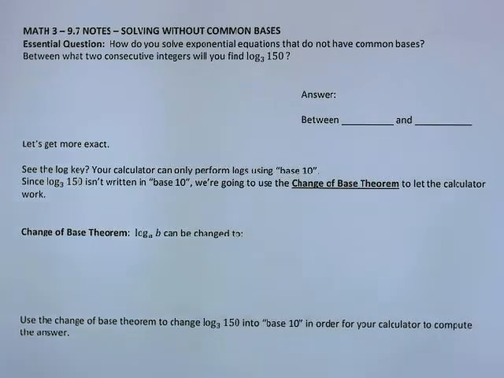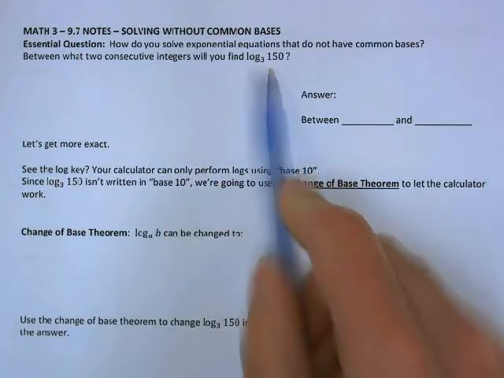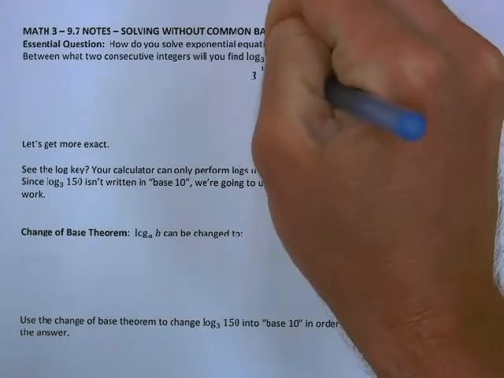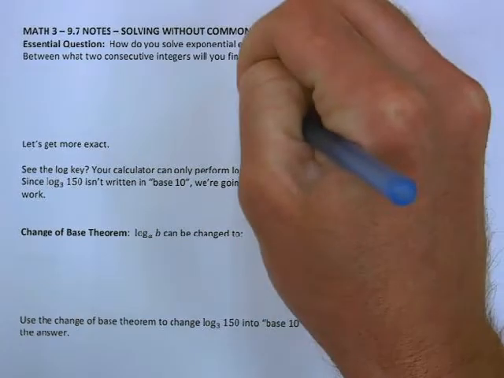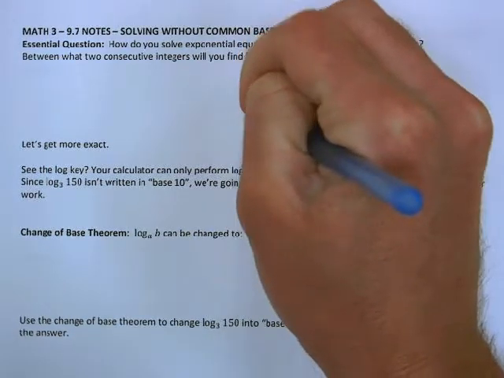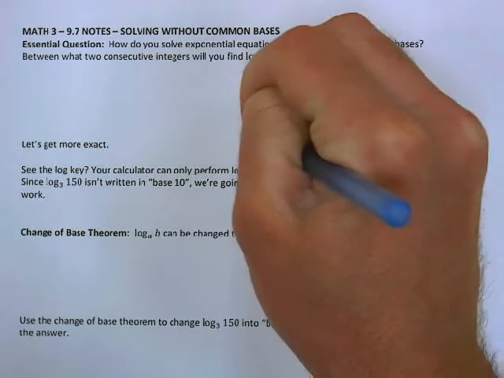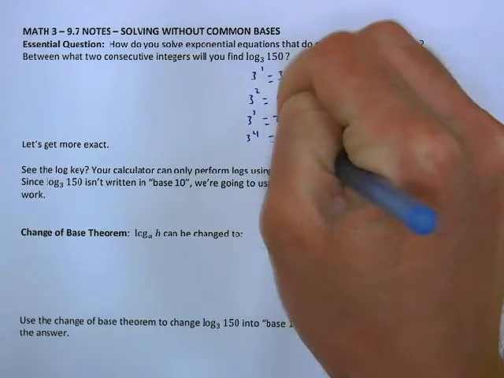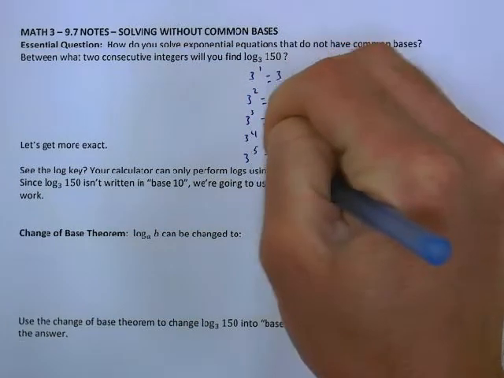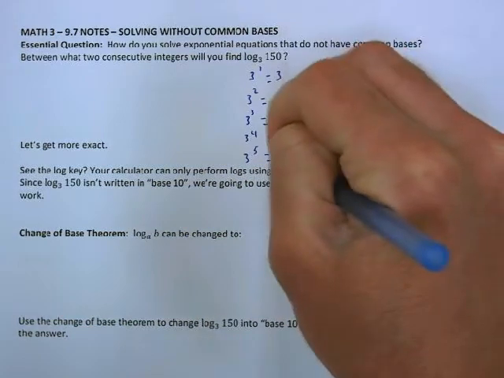Because if I wanted to know between what two consecutive integers we will find our answer, I can figure that out. I know 3 to the first power is 3. That's too small. Then 3 to the second power is 9. That's too small. 3 to the third power, we get 27. That's still too small. 3 to the fourth power, we get 81. I'm getting closer, but that's still too small. And then 3 to the fifth power, that'd be 81 times 3, so that'd be 243.